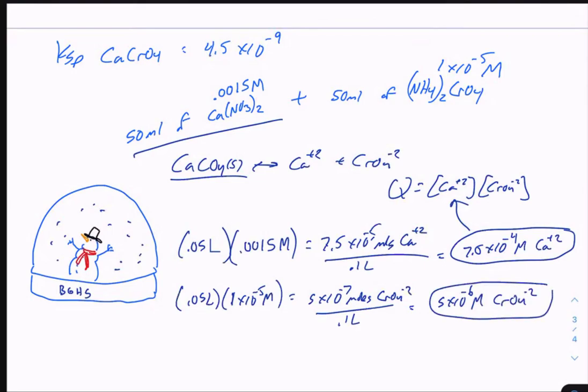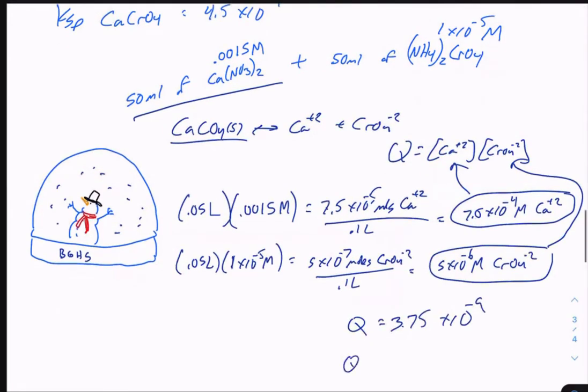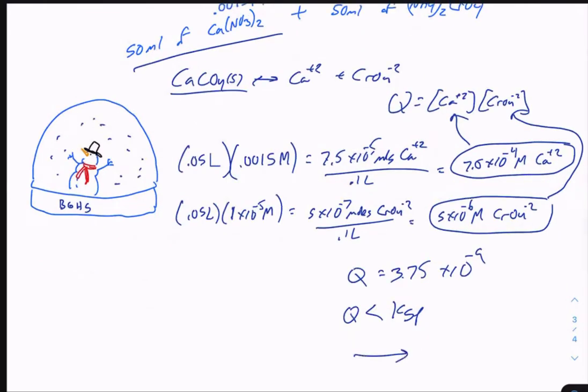All right, we have our 2 ion concentrations. So plug them in. Q is 3.75 times 10 to the minus 9th. Q is slightly less than Ksp, because if you recall, Ksp was given at the top, 4.5 times 10 to the negative 9th. So this reaction will go forward, and we will see no precipitate. So actually, there will be no snow here in the globe.